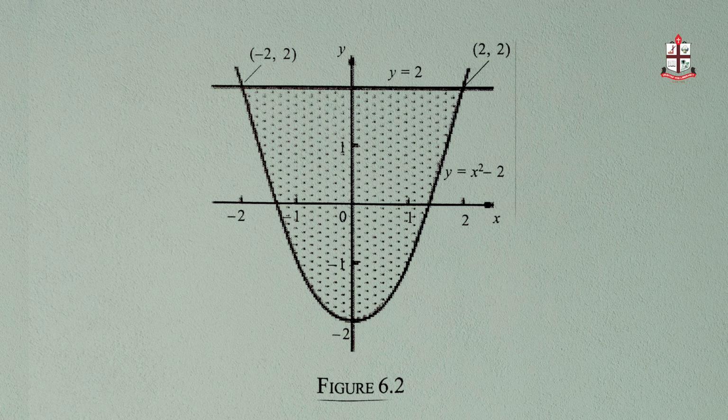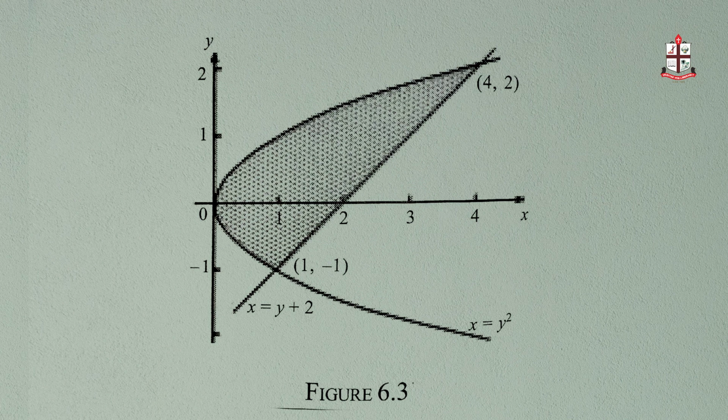Now, for the next graph, for the previous problem, the figure is this: x is y plus 2 and x is y square. The intersection points we found to be (4, 2) and (1, minus 1). The shaded part inside is the required area, and in a similar manner we can do the next problems also.